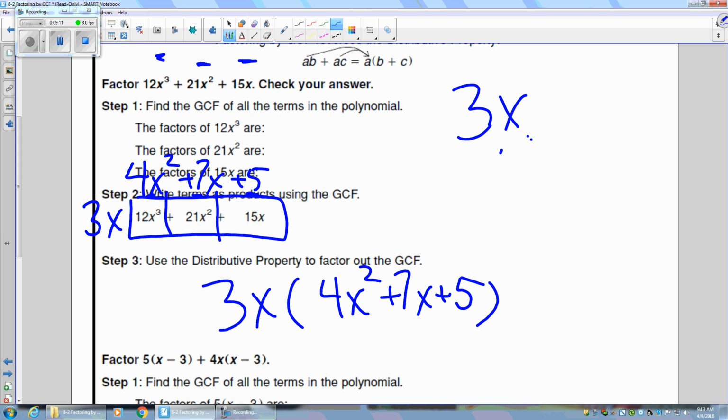So it's really not that much harder when you have 3 terms. So why don't we go down here? I have a couple different problems for us to try.